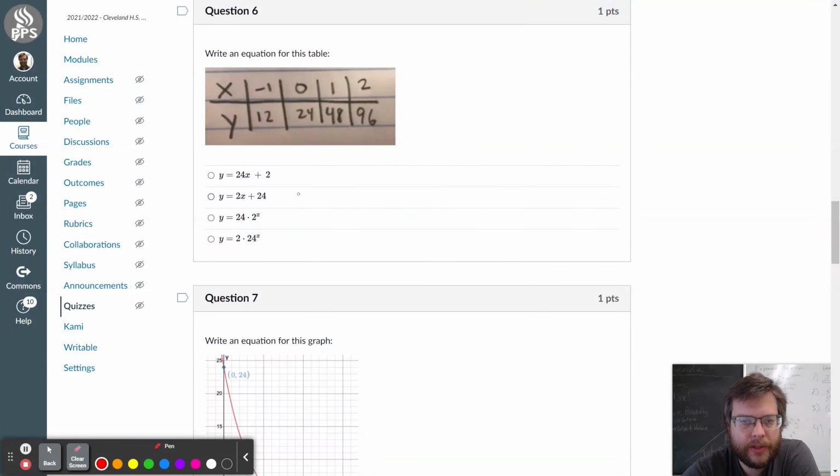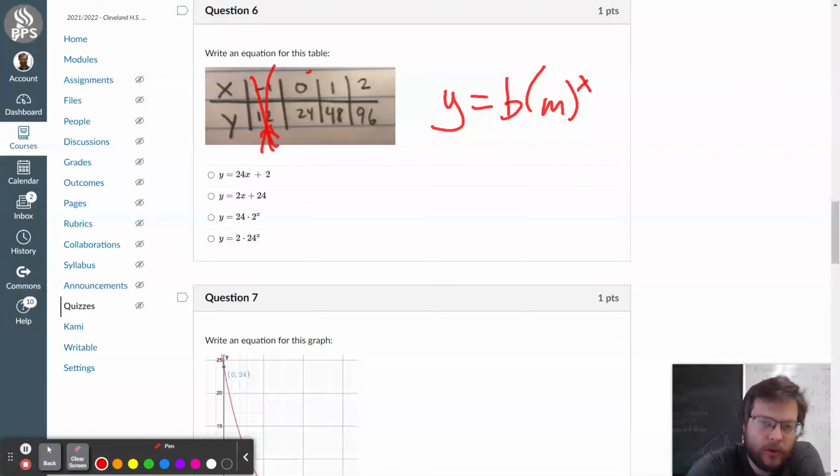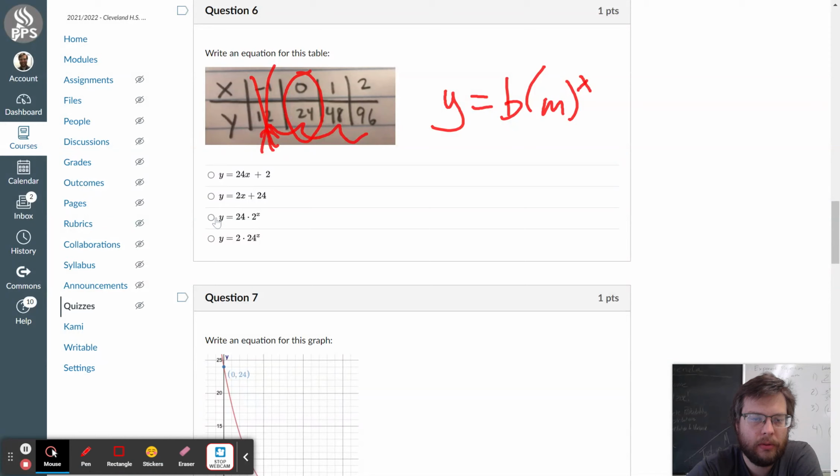Number 6, write an equation for this table. When I look at this table here, I am again trying to identify the b and the m. A lot of people think that 12 is the b. 12 is not the b. 24 is the b because it matches with x equals 0. This is something I've said many times, that the y-intercept is whatever you get when x is equal to 0. And then if I go from one y value to the next, you can see that they are doubling. They're multiplying by 2. So answer choice number 3 here starts with 24, multiplies by 2 to the x. Notice that it is so important that you identify the y-intercept as matching with x equals 0 in order to do this question.